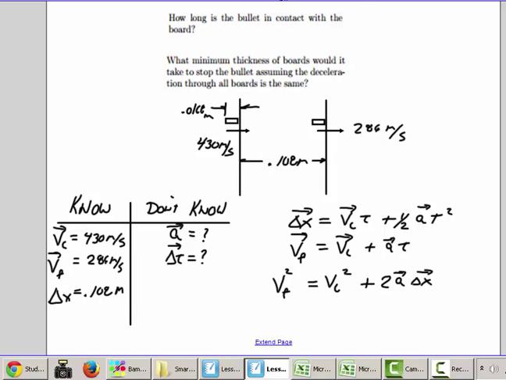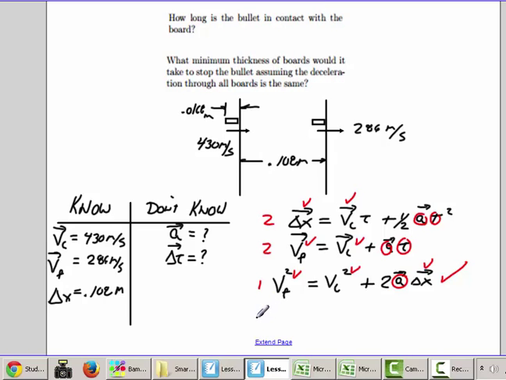Write down what you know and what you do not know. In the first equation, we know Vi, we know displacement, we do not know acceleration, we do not know time. In the second, we know Vf, we know Vi, we do not know a, we do not know t. In the third, we know Vf, we know Vi, we know delta x, we only do not know a. I have 2 unknowns here, 2 unknowns here, and 1 here. So that means immediately I'm going to go to this equation here. I'm going to put in the information.